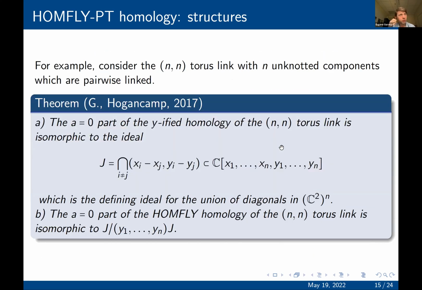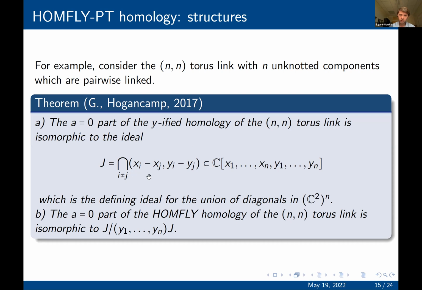And one specific example, which is dear to my heart, is that you take the n torus link. So this is just n unknots, like n fibers of the Hopf fibration. So you have n unknots pairwise linked. You have n components, so you expect an action of a large polynomial algebra. And so what we proved with Matt is that actually you can explicitly describe the yified homology. The yified homology is the following thing. You take polynomial algebra in n x variables and n y variables.